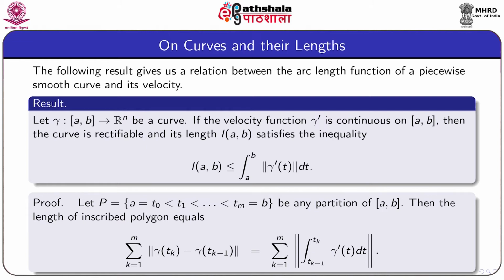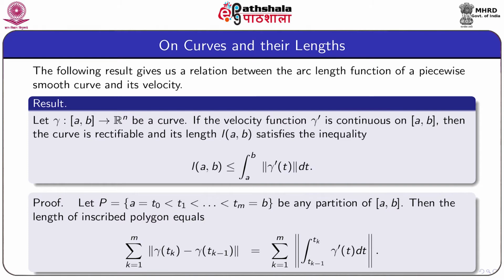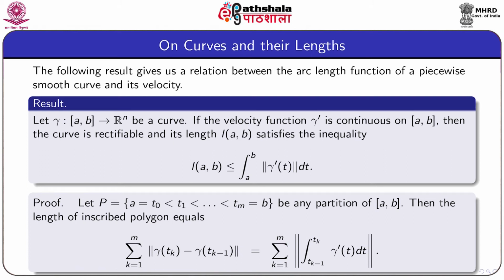Now we prove the result. Let P given by a = t0 < t1 < ... < tm = b be any partition of the interval [a,b]. Then the length of the inscribed polygon equals the summation k equal to 1 to m of norm of gamma(tk) minus gamma(tk-1), which equals the summation k equal to 1 to m of norm of the integral from tk-1 to tk of gamma dash(t) dt.